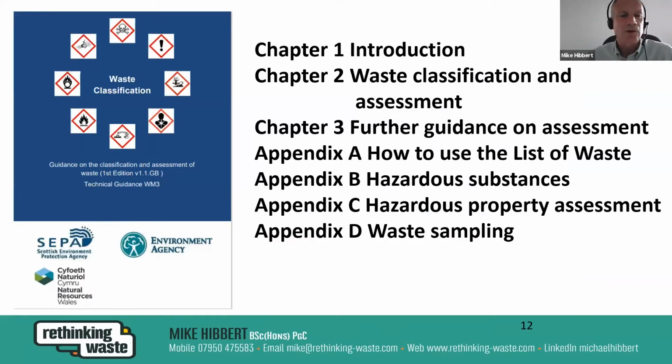So let's have a look at what's in WM3. I know that Olga has sent you a link, so you might have had the opportunity to have a look at the PDF before we started. Basically, there's an introductory section, Chapter 2 covers the classification and assessment. There's some further guidance, and then a series of appendices that go into detail about how we go about assessing waste. Appendix A is the list of waste or European waste catalogue, and incorporated within that is the hazardous waste list for materials. So the two are combined together.